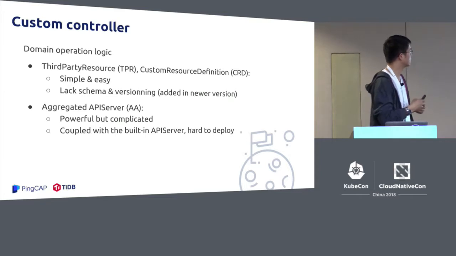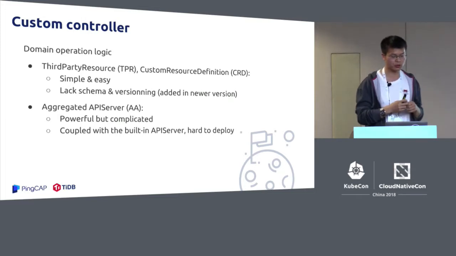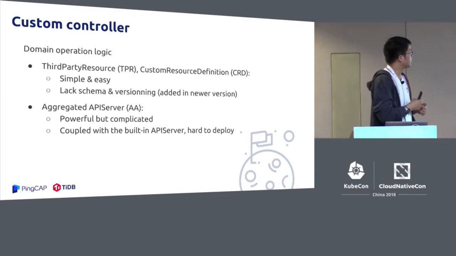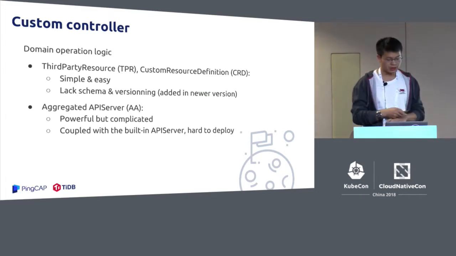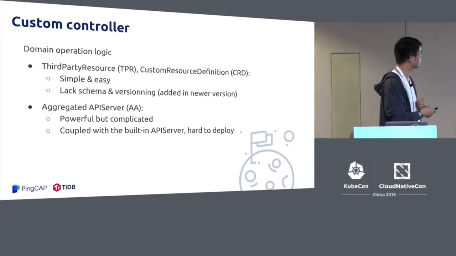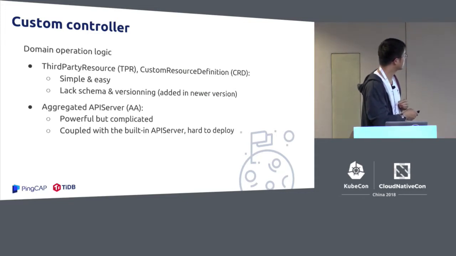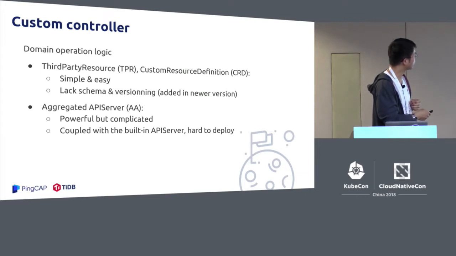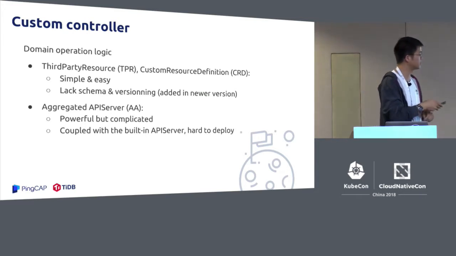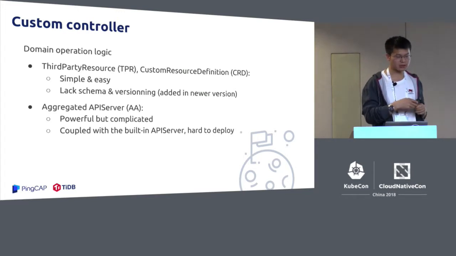Then how do we implement this? As we all know, with an operator or custom controllers, users can embed domain operation logic in their code to automatically manage their customized resources. There are 2 kinds of extensions. First, TPR or CRD. TPR is now deprecated, and there are CRDs, custom resource definitions. Users can create a custom resource just like the built-in Deployment or StatefulSet.